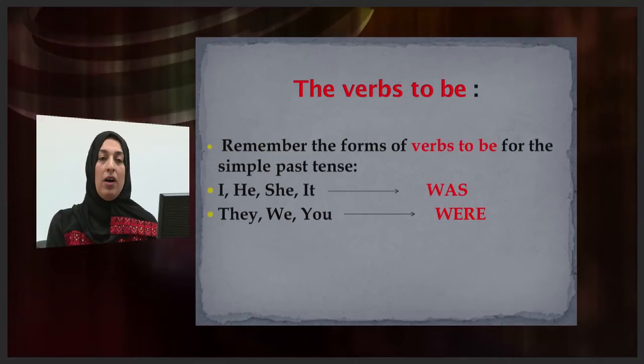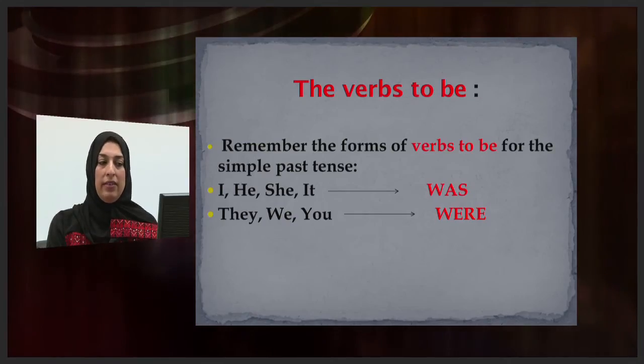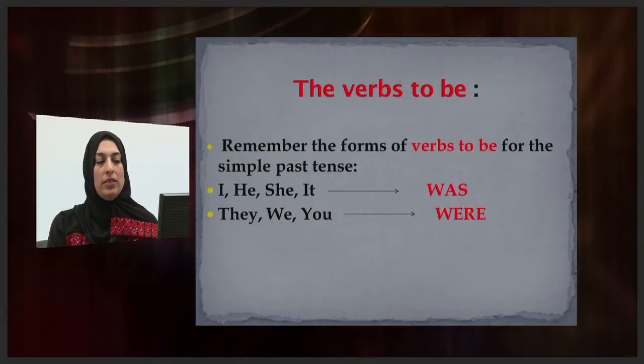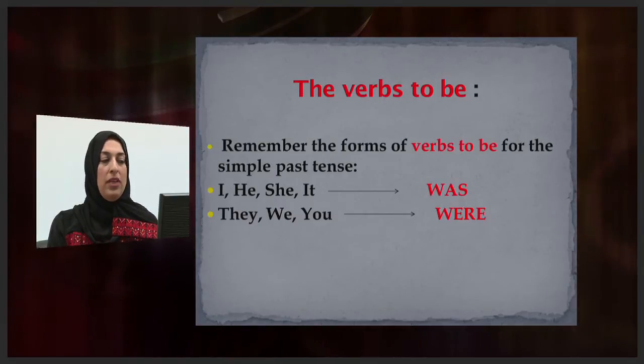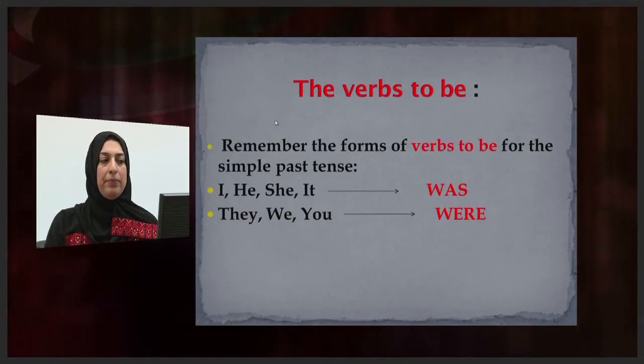One more thing we should keep in mind when talking about the past simple is the forms of the verb to be. We should remember that the forms of the verb to be for the simple past tense with I, he, she, it, we use was. With they, we, you, we use were.